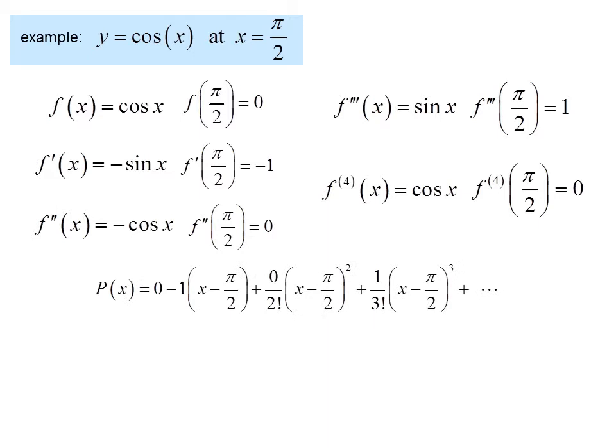Our series becomes p of x equals 0 minus 1 times (x minus pi over 2) plus 0 over 2 factorial times (x minus pi over 2) squared plus 1 over 3 factorial times (x minus pi over 2) cubed. Remember, because this series is not centered at 0, but is a Taylor series centered at pi over 2, we don't simply use x in the series, we have to use x minus pi over 2.